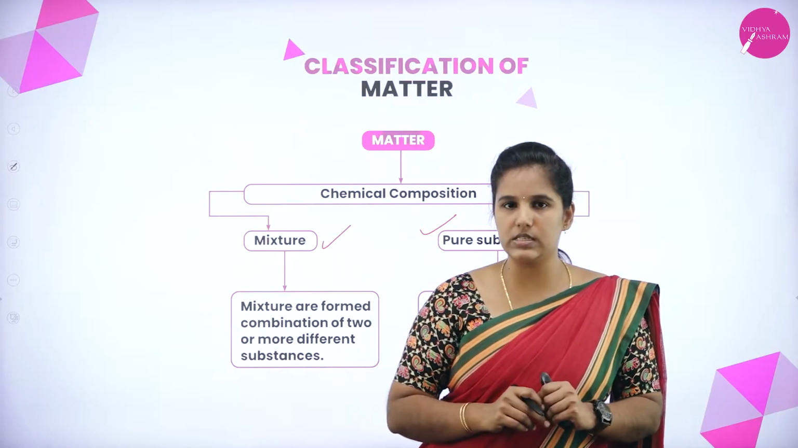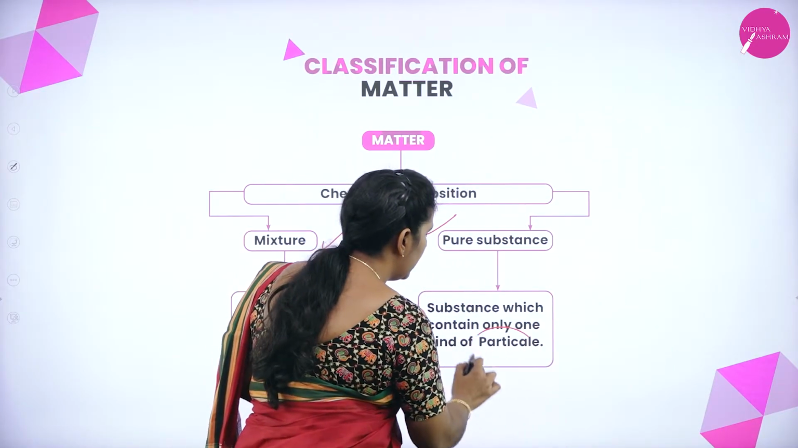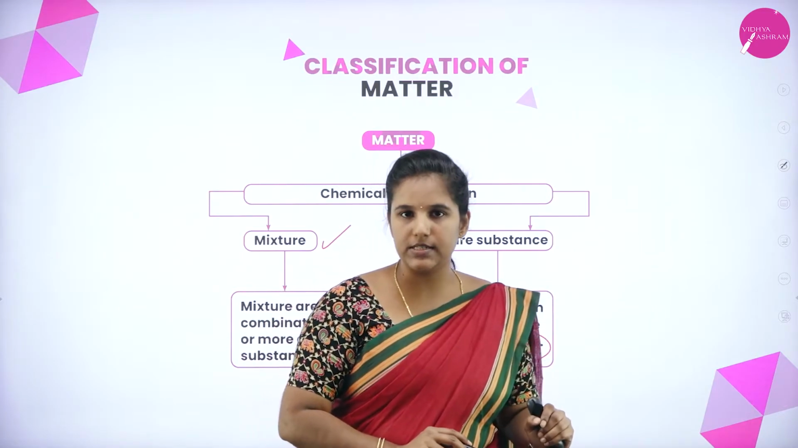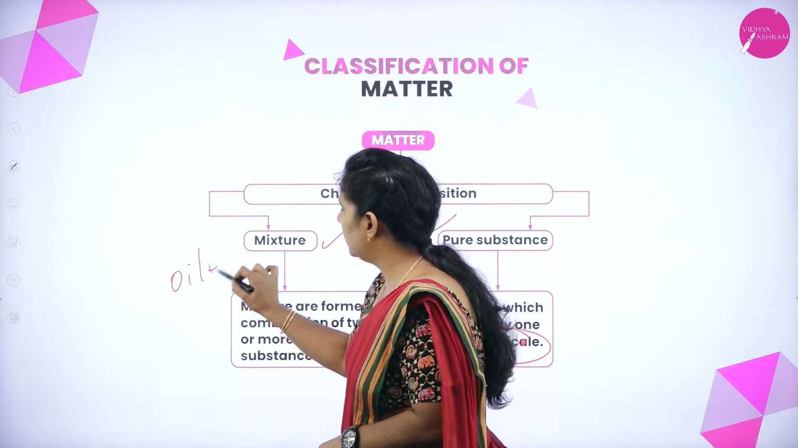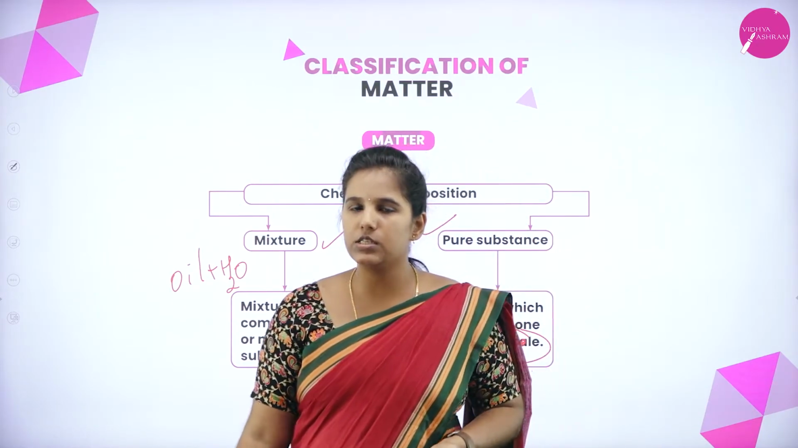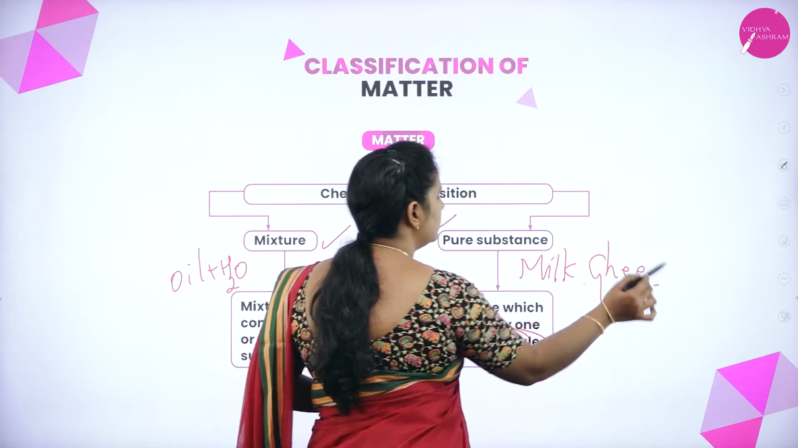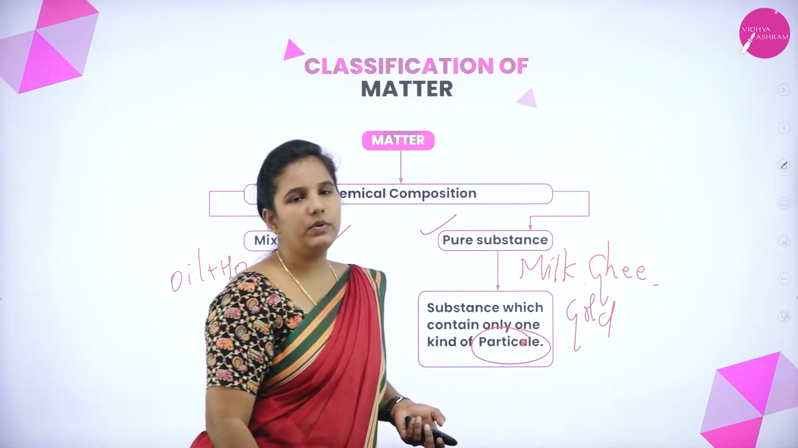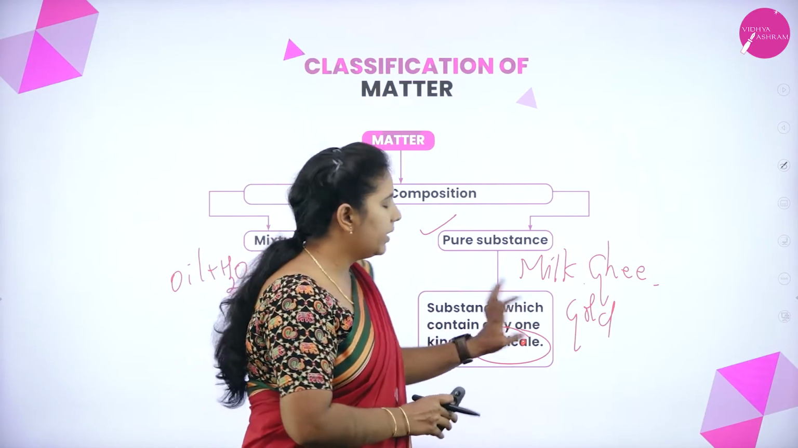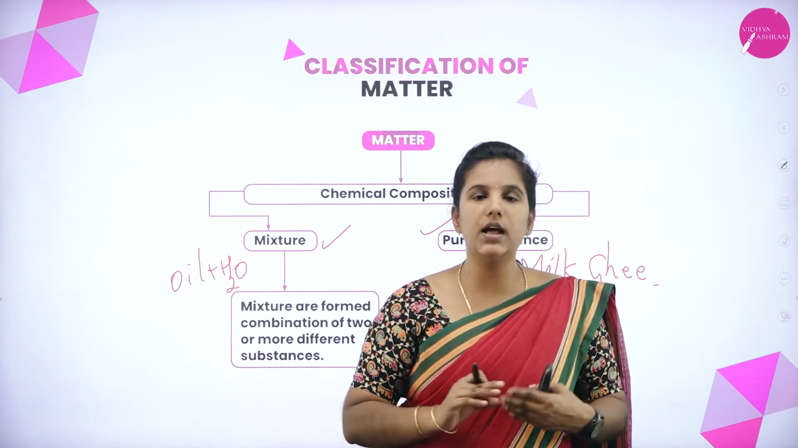Coming to the pure substances. Usually, pure substances are made up of only one type of particle. If it is made of only one type of particle, then it is said to be a pure substance. Examples I can give you are oil and water, or if you mix many grains, it will become a mixture. For pure substances, you can take pure milk, ghee, gold as other examples. Remember, pure substances are always made up of only one type of particle, whereas in mixtures, two or more different substances are combined in any ratio.